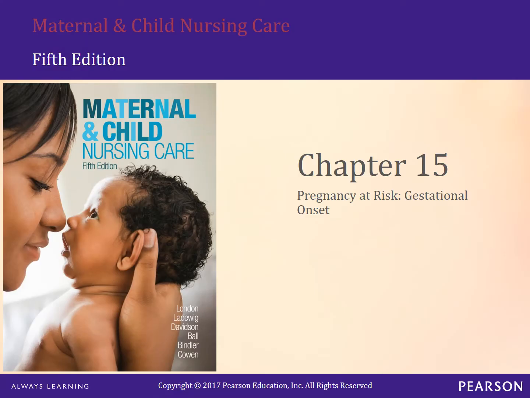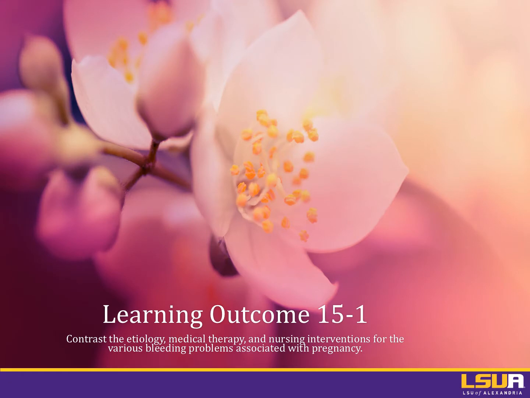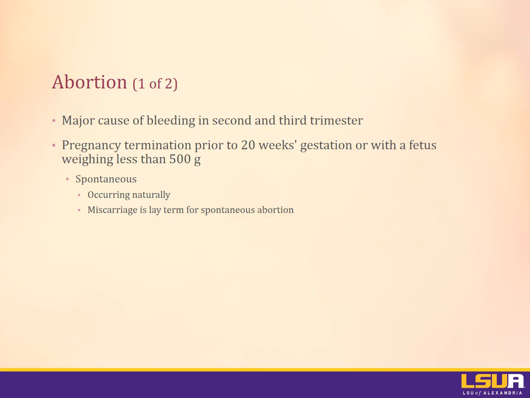We're going to talk some more about Chapter 15, Pregnancy at Risk with a Gestational Onset. Some of this is going to be a little redundant for you, which is okay because some of these things are a little more complex to understand. But we get into a deeper understanding of bleeding problems that may happen and other issues that could cause complications later on.